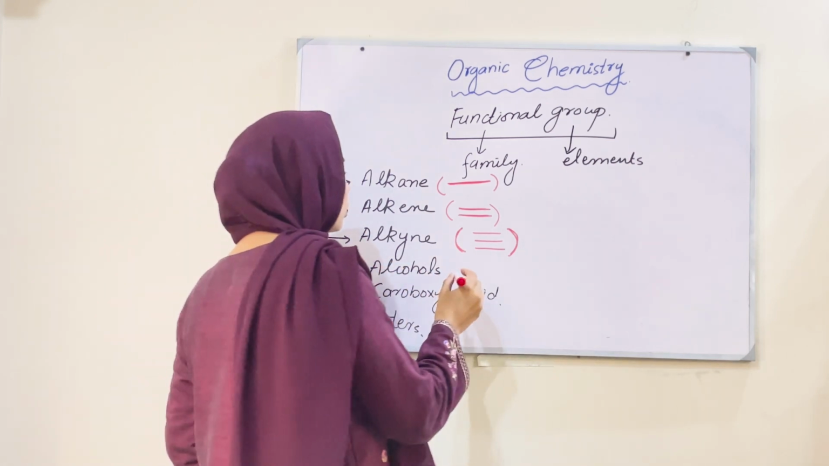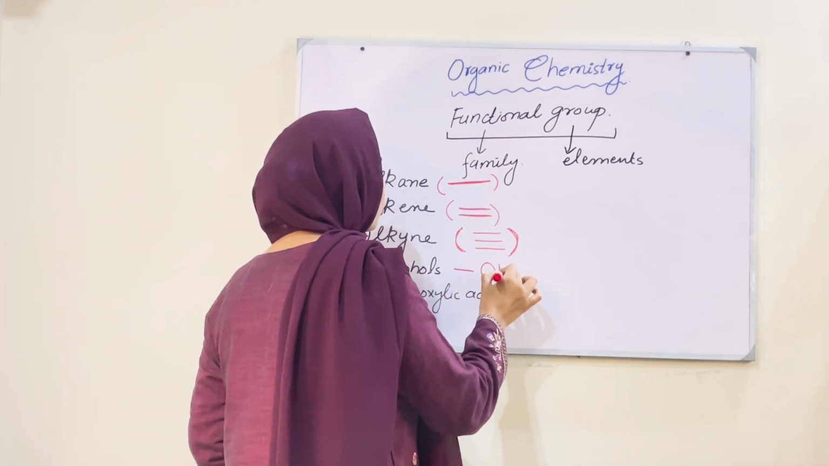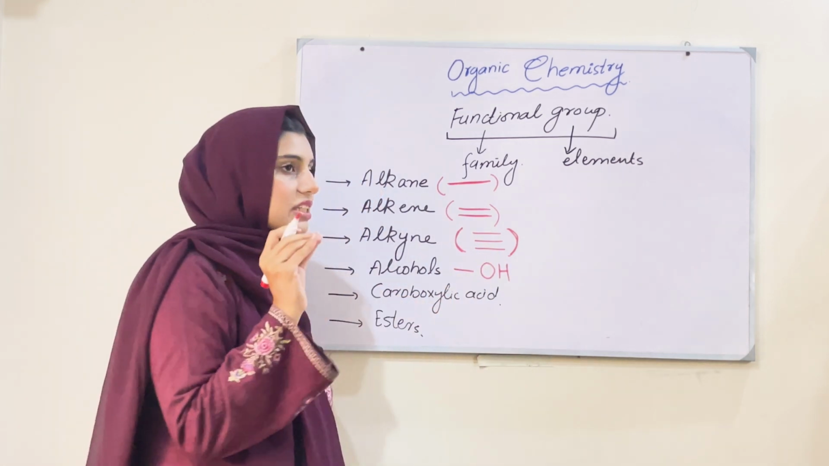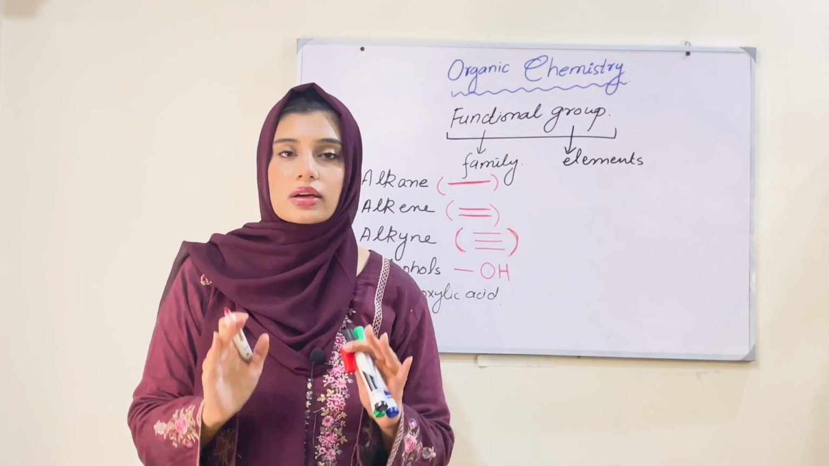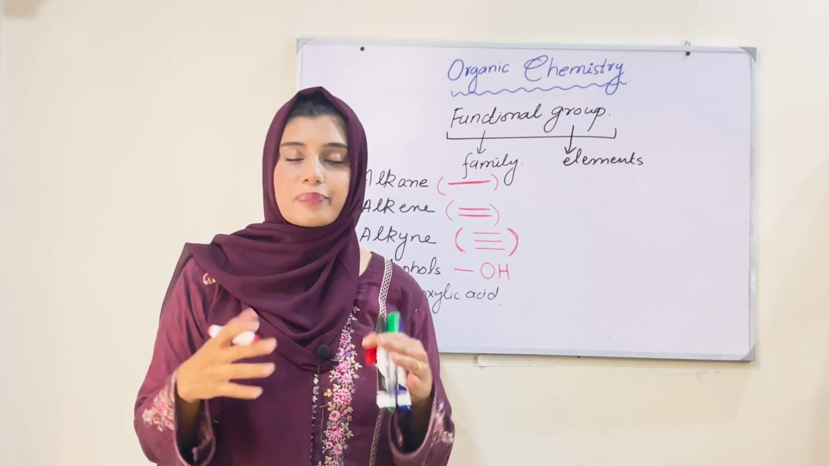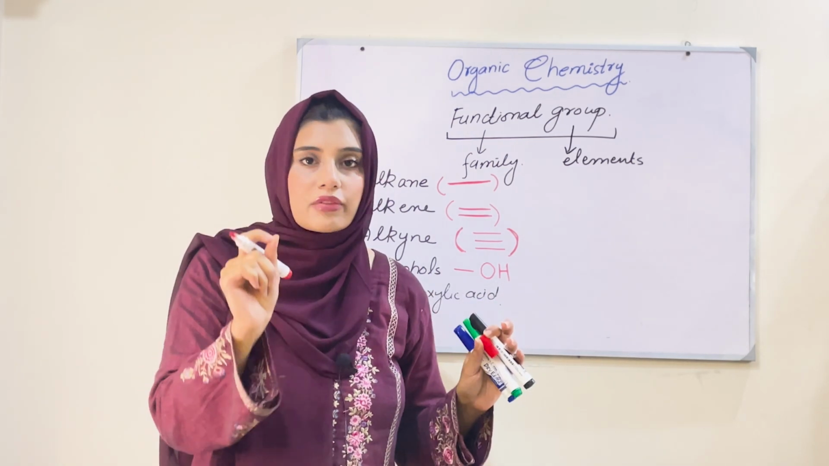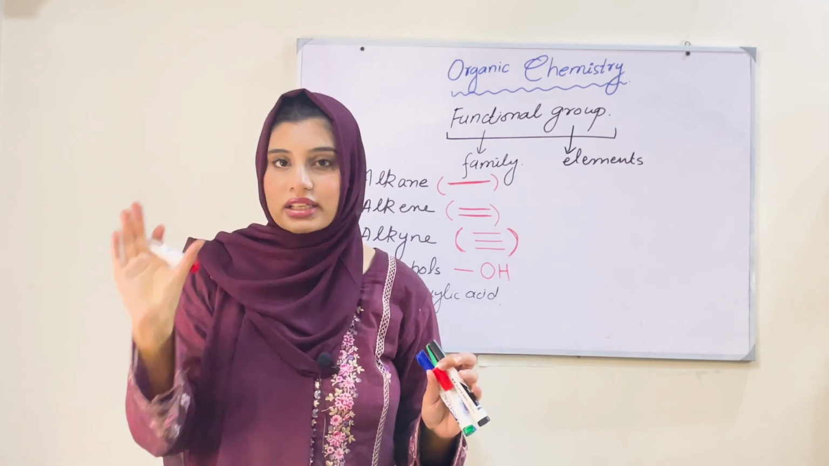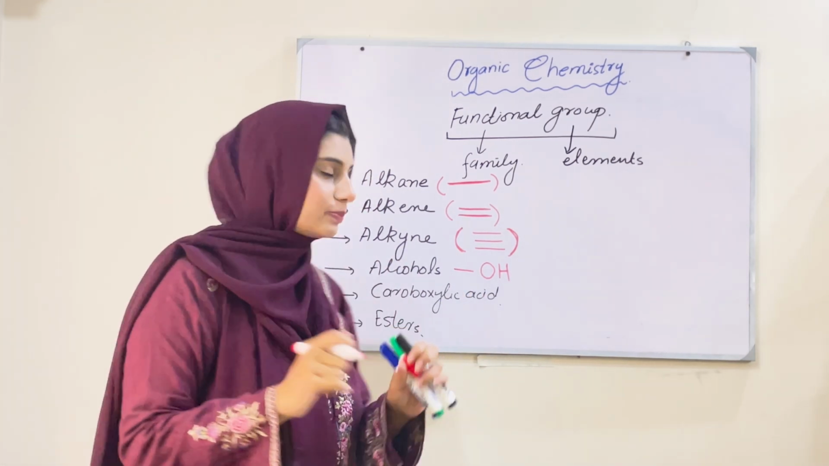Then we have alcohols. Alcohol means any compound will have OH in the end. This is the functional group. Any compound which has OH in it is known as alcohol. Wherever you see any OH attached with the compound, that is representing the alcohol family.